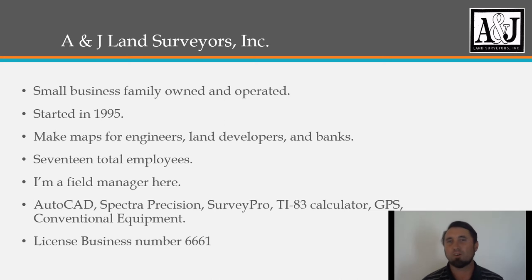Some of the software and hardware that we use is AutoCAD. We use that in the office, and then we use Spectra Precision robotic guns, and Survey Pro is some of the software we use for that, and then we use a TI-83 to calculate stuff. We use GPS equipment to locate our exact location on a grid, and then we use conventional surveying equipment to detail areas more precisely. A&J Land Surveys is a licensed business in the state of Florida.